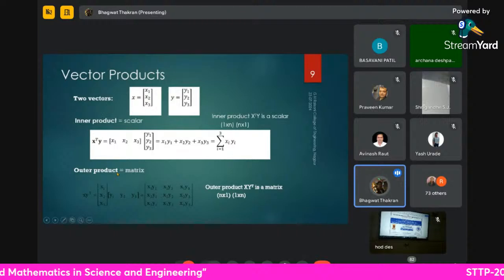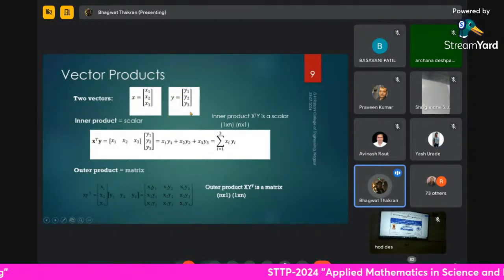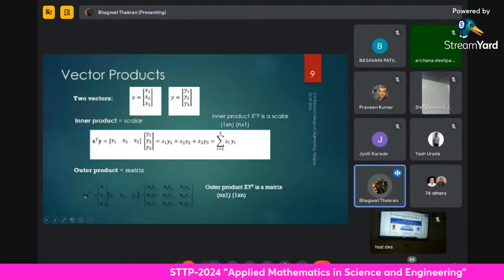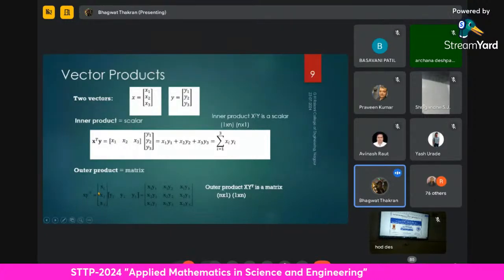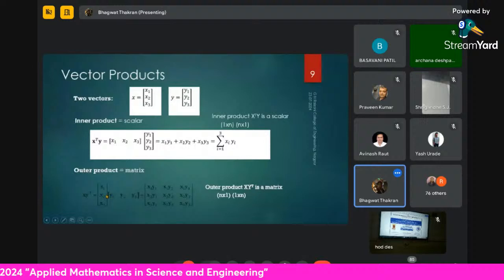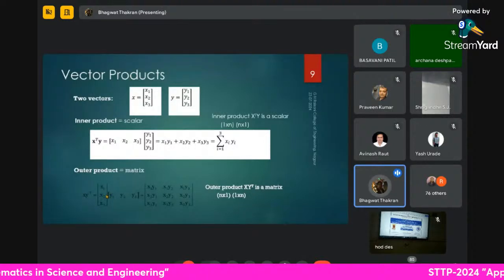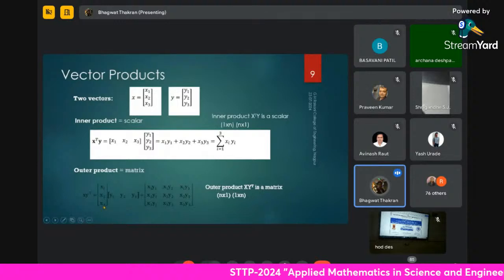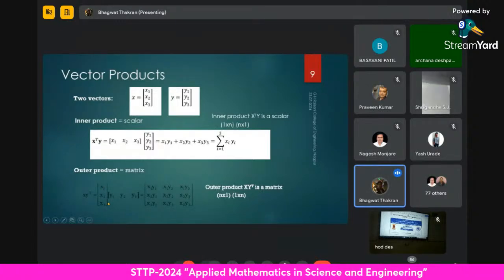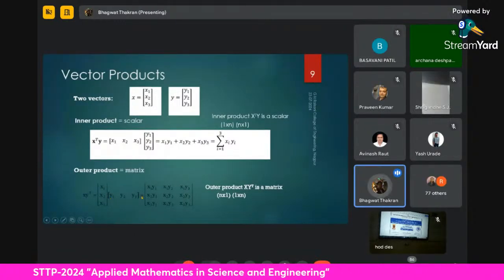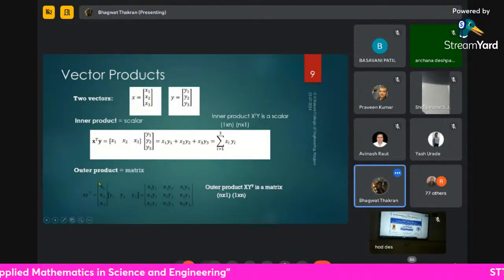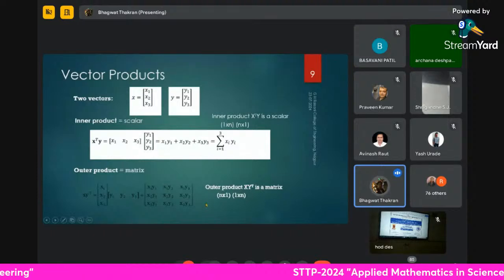Whereas for the outer product, we take the transpose of y. So if I take x y transpose, the product of these two, we know how matrix multiplication is defined, right? A matrix of order 3 by 1 multiplied with a matrix of order 1 by 3, so the result will be a matrix of order 3 by 3. So the outer product always results in a matrix.